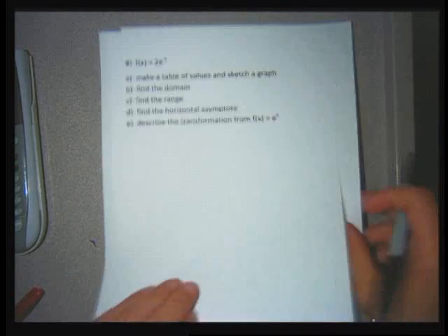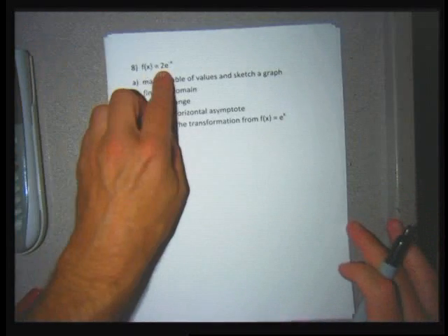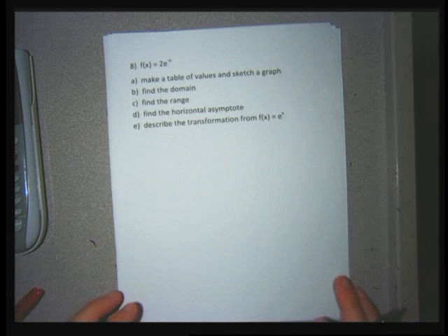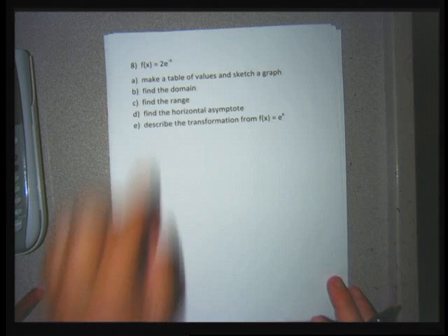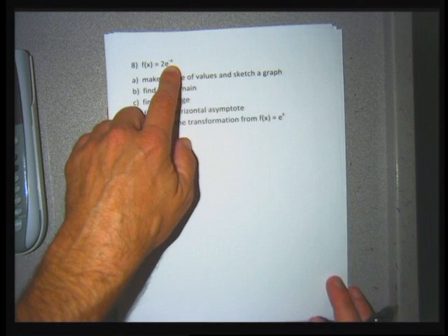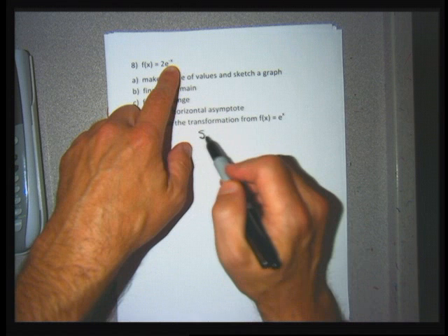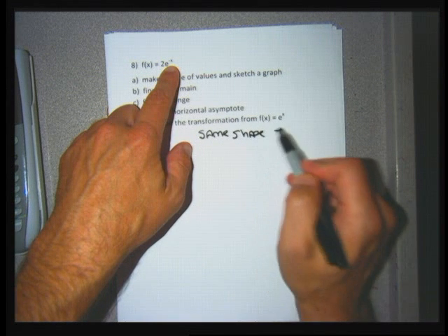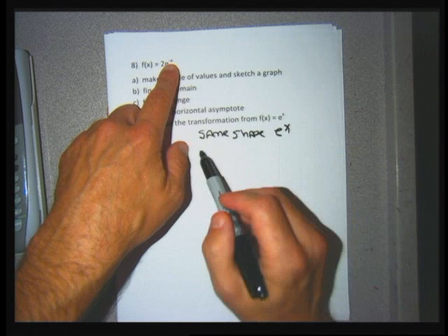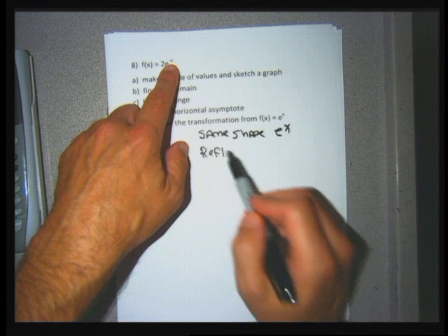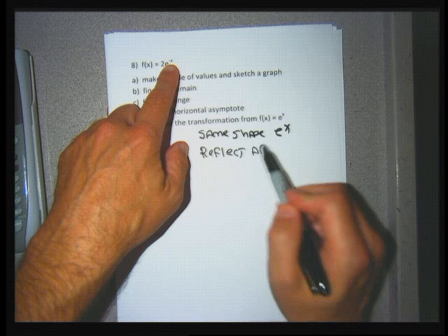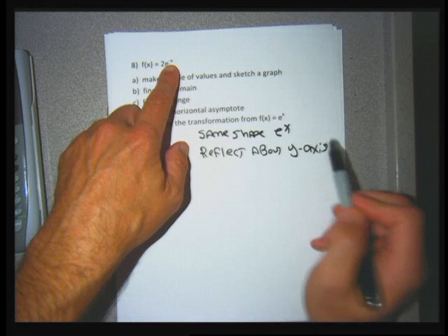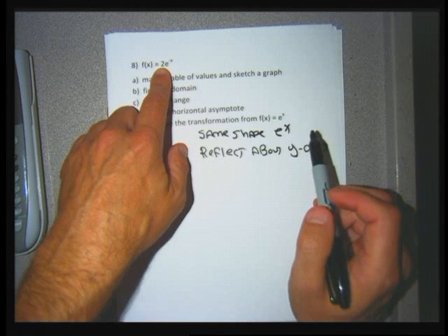For problem 8, I threw this 2 in here to make it different than problem 7 or 9. It's a parallel problem. I'm going to make a table of values and sketch a graph. The big thing about the change, this is going to basically have the same shape as e to the x. The negative in the exponent is going to reflect it about the y-axis. The 2 is going to stretch it, but we're not going to worry about the impact of that 2.